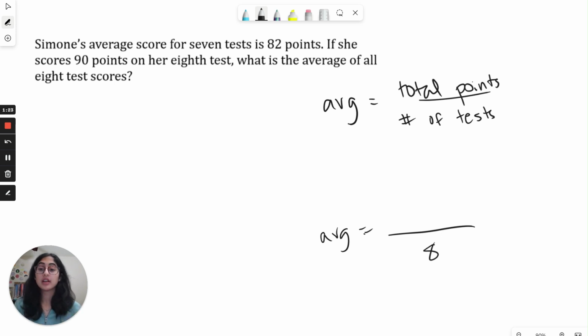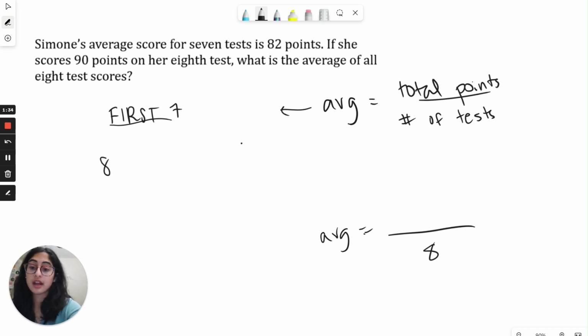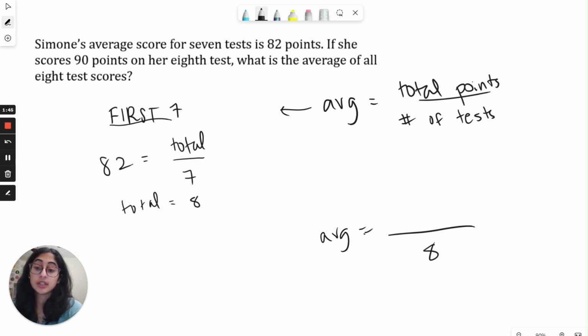Well, if you think about it, the average score for her first 7 tests, I'll write it over here, is 82. So using this formula that I've written here on the right, well, we can say that 82, since that's the average, is equal to the number of total points divided by the number of tests she's taken, which is 7. So the number of total points she got from the first 7 tests, well, that's just going to be equal to 82 times 7.